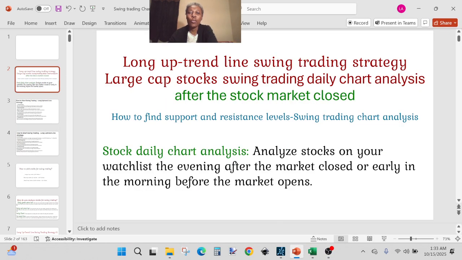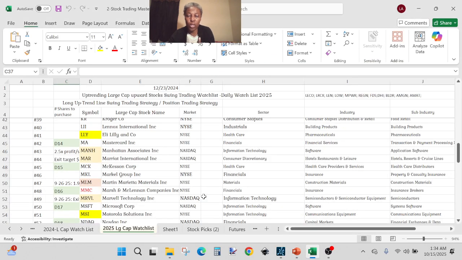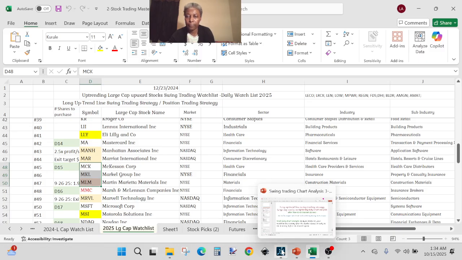Hello, how to find support and resistance levels for swing trading chart analysis. So we are going to use a few stocks from our watch list to try to find those levels. The first one we are going to analyze is MCK.